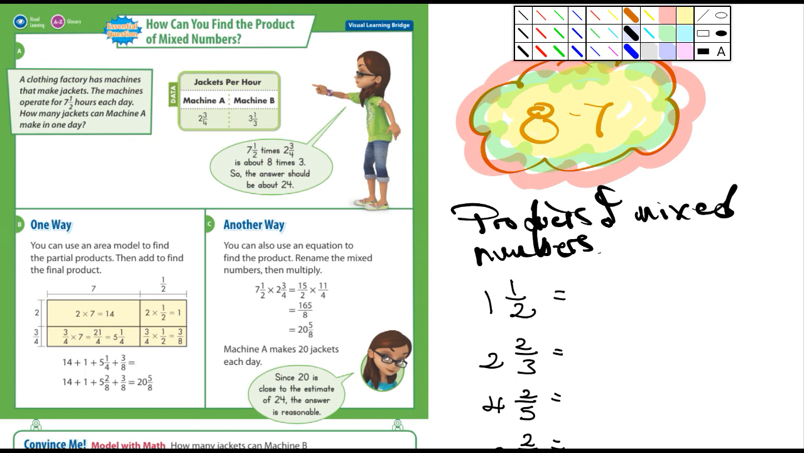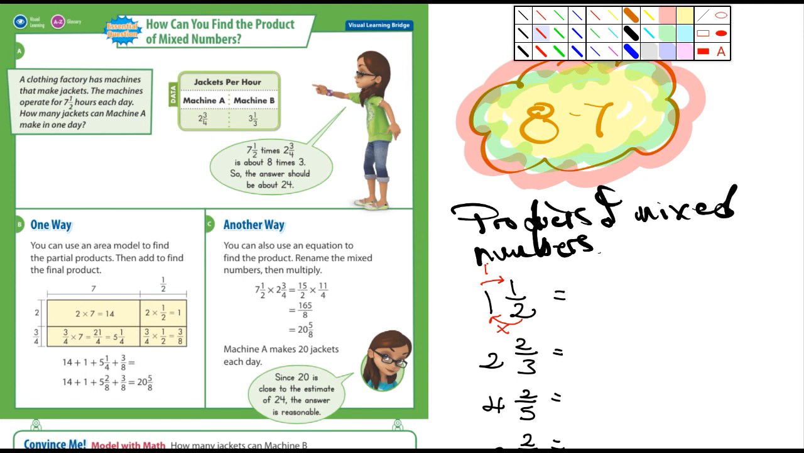Anyway, so let's look at this here. Let's look at number 1, or the first example, rather. How do I turn 1 1/2 into an improper fraction? It's really simple. You multiply the denominator by the whole number. So 2 times 1 is what? 2. And then you add the numerator. So you multiply first, and then you add second.